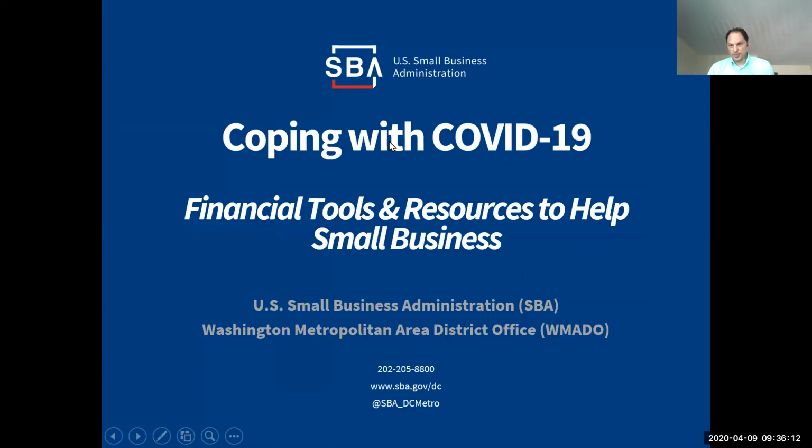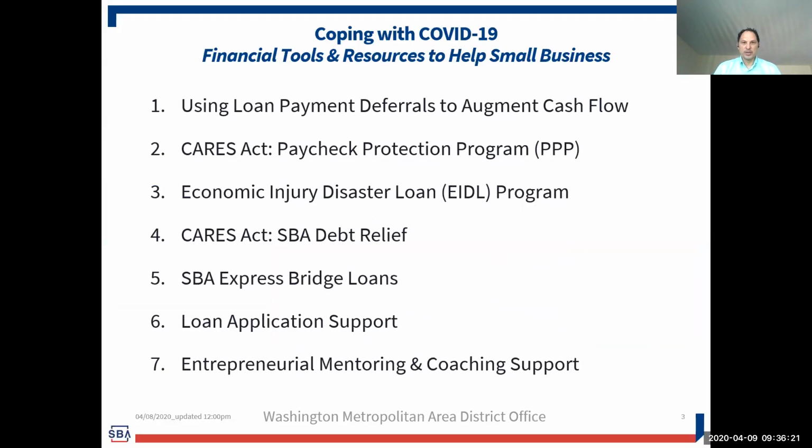All right. So this is about coping with COVID-19. Here are some financial tools and resources to help small businesses. We're going to talk about 7 things here. Loan payment deferrals to augment cash flow, the CARES Act, that's the one everybody wants to know about, Paycheck Protection Program, the Economic Injury Disaster Loan Program, which has existed for years, long before the PPP, which is only 10 or 11 days old. The CARES Act also has SBA debt relief. There's SBA Express Bridge loans. There's loan application support. And then here is some entrepreneurial mentoring and coaching support for smaller businesses who would like some support in that way.